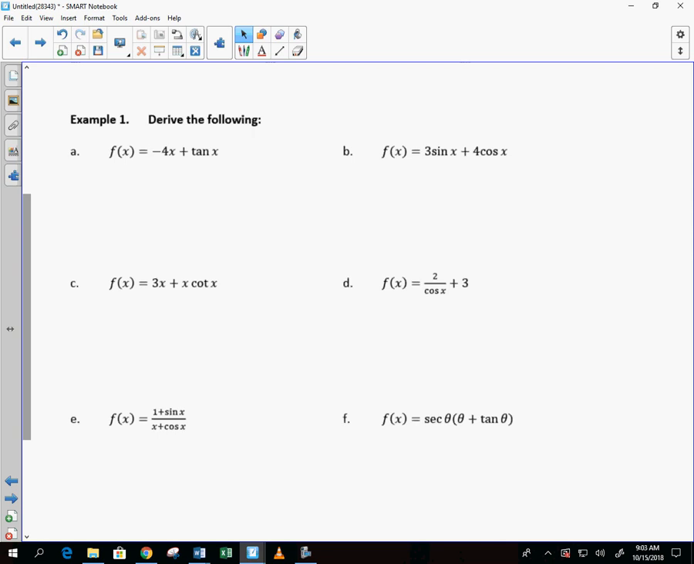Gigi, a good question: in what way will we have to recite those for the test? We have to recite them right here. So f prime of x, I'm just going to expect that you're going to know these derivatives. The derivative of negative 4x is negative 4. The derivative of tangent is secant squared of x. That's it.